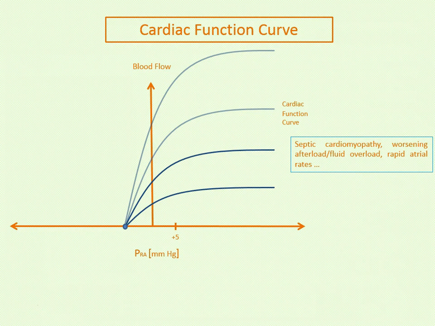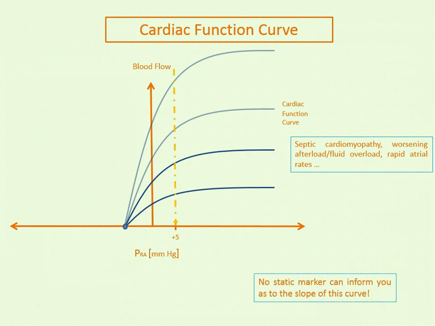So you can see that this curve is incredibly dynamic, even within one patient over a period of minutes to hours. No static marker can inform you of the slope of this curve. You can see that this central venous pressure or right atrial pressure on the x-axis of 5, a CVP of 5, fluid non-responsive, a little bit more responsive, okay?